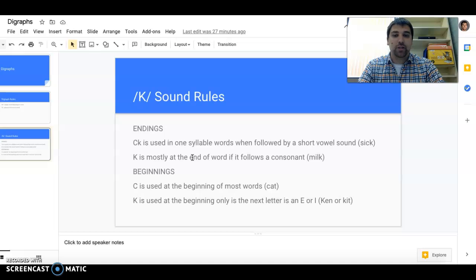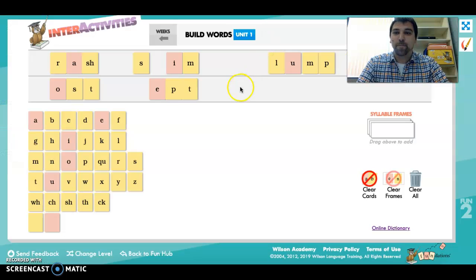So that was a quick practice just to remind us about that CK versus K. The beginnings now of letters, whether it's a C or a K, this is how you can remember. Most words are going to start with a C if you're starting with the K sound. Most of them are C's. But it will be a K if the next letter is an E or an I. So remember that. If the next letter is E or I, it's going to be a K. All right, let's see if we can get these ones, okay?